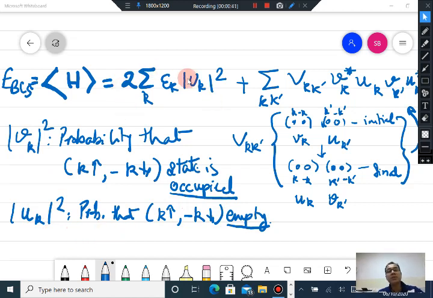This is the first term in the Hamiltonian, and the second term is the interaction Hamiltonian, which speaks of Vkk prime, connecting the k and k prime states. Initially the k up, minus k down state is occupied, so it has a probability Vk, and initially the k prime, minus k prime state is empty, with probability Uk prime. This scatters to a state where the k, minus k state is empty and the k prime, minus k prime state is occupied. So this goes to Uk Vk prime.